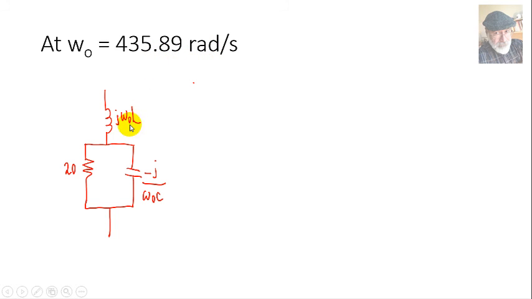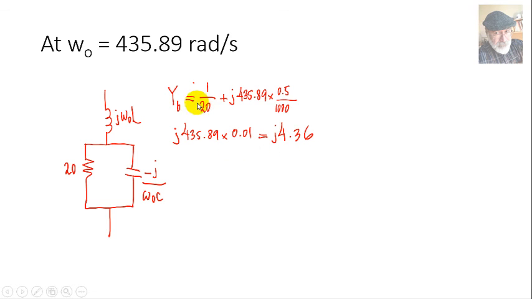435.89 radians per second, at that one frequency, we can convert the parallel of the resistor and the capacitor into an equivalent resistor in series with an equivalent capacitor. At the frequency of resonance, we evaluate the impedance of that circuit. First, this is the impedance of the inductor, J omega L, J 436 ohms. The admittance of the parallel circuit at the bottom is 1/20 plus the inverse of the impedance of the capacitor at that frequency.